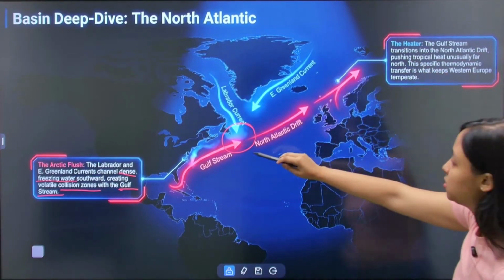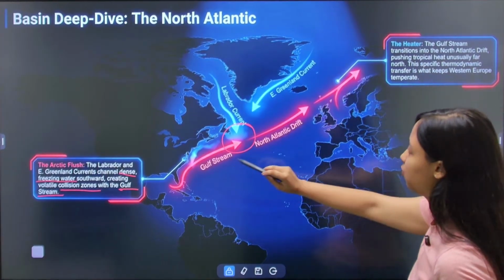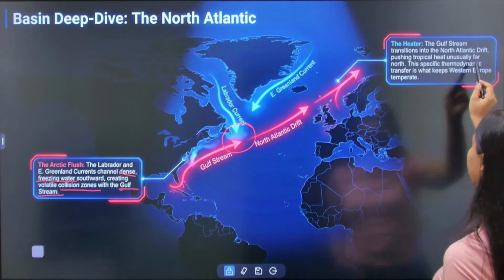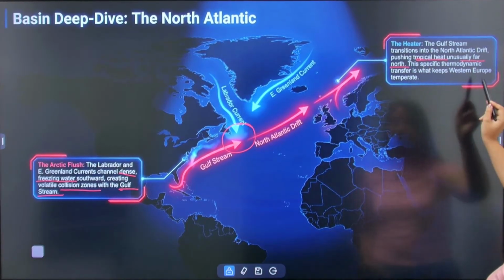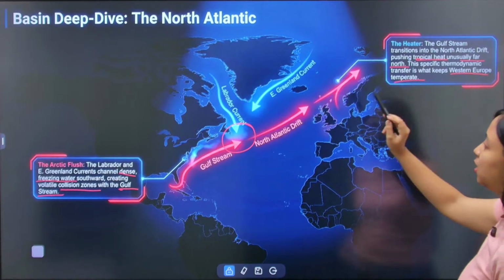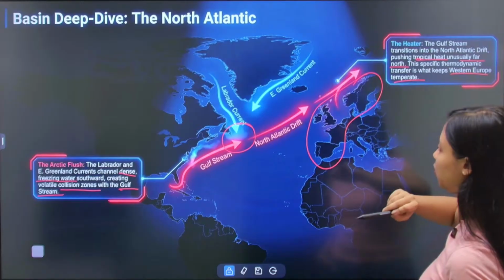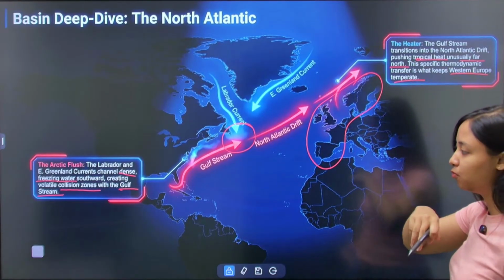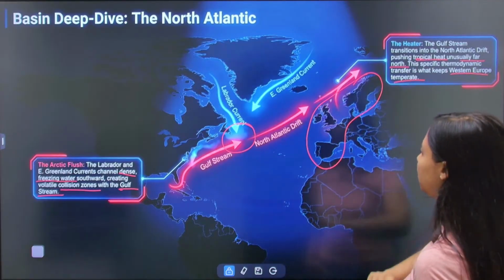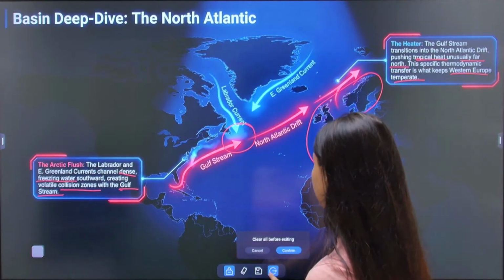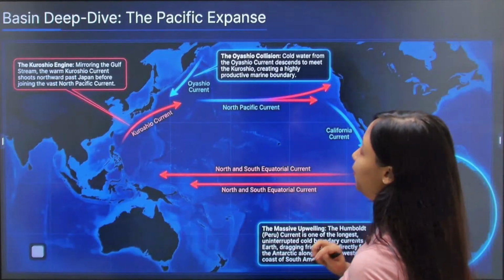Then the heater: these red ones are the heater. The Gulf Stream transitions into the North Atlantic drift over time, pushing tropical heat unusually far north. This specific thermodynamic transfer is what keeps Western Europe temperate. Otherwise, Western Europe in this region would be much colder if it were not for the presence of these warm currents. The presence of the Gulf Stream and North Atlantic drift causes Western Europe to have a temperate climate.